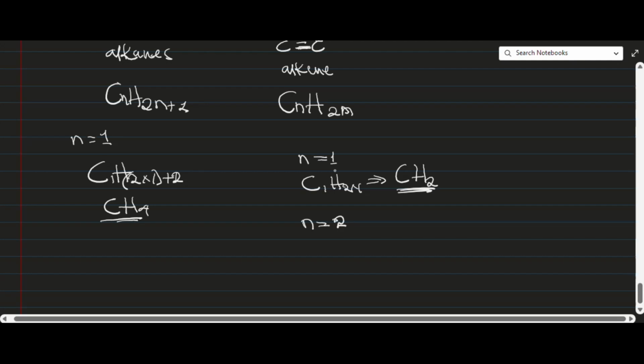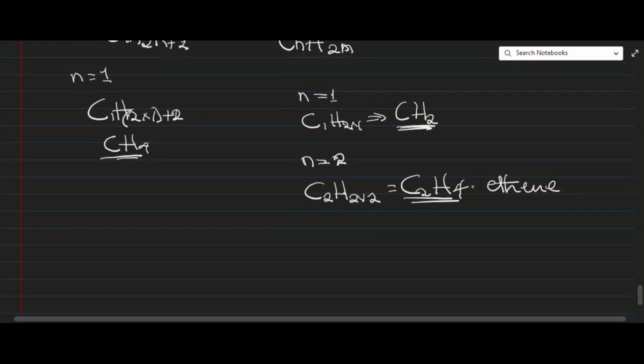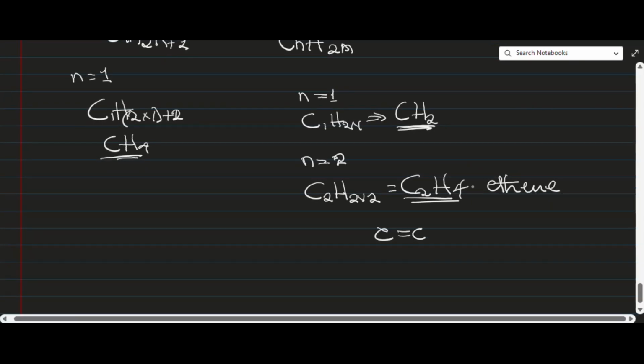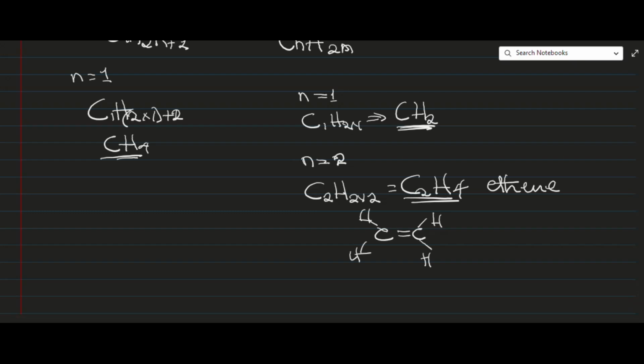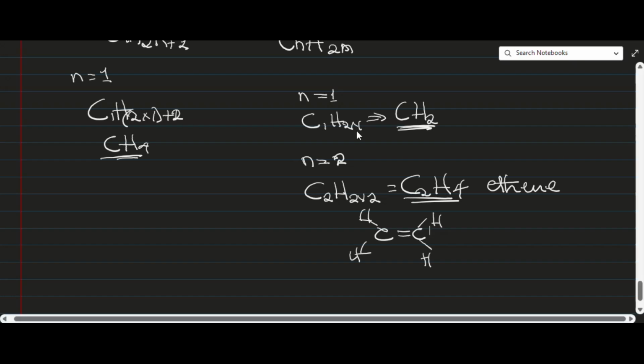So when n equals 2, we have C2H2 times 2, which is C2H4. This is ethene. Ethene is the smallest family member of the alkenes, drawn as two carbons with four hydrogens. We talked about nomenclature already, so you can go over the naming of alkene family members. From here, we will move on to the structure of the alkenes.